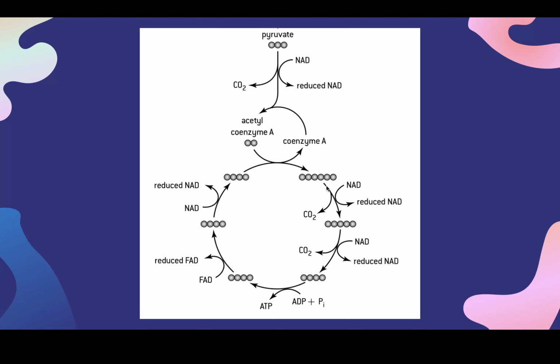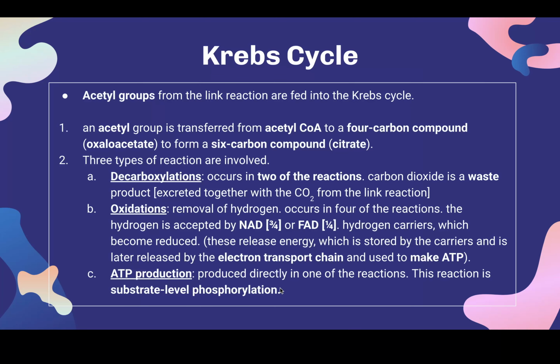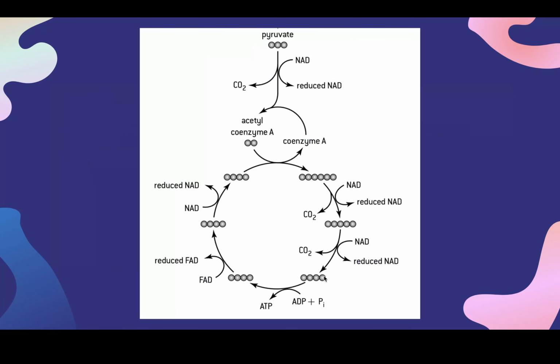So we look at it in terms of oxidations rather than reductions of NAD or FAD. So there are 2 decarboxylations, so 2 carbon dioxides are leaving the substrate. There's 4 total oxidations, 3 of which reduce the NAD and 1 of which reduces FAD, and there's 1 substrate level phosphorylation, where the substrate provides the energy for the ATP to be formed.